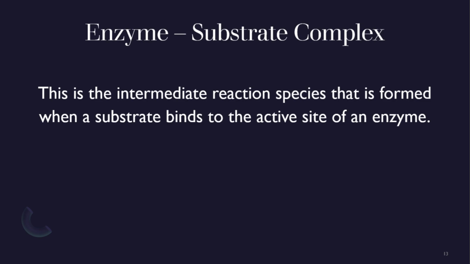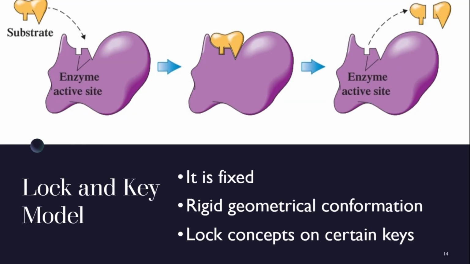Enzyme substrate complex is an intermediate reaction species that is formed when a substrate binds to the active site of an enzyme. This is the part when the substrate attached to the enzyme that causes the reaction. Now there are two models that were introduced about the enzyme substrate complex. First one is lock and key model. It's fixed, rigid geometrical conformation, lock concept on certain keys.